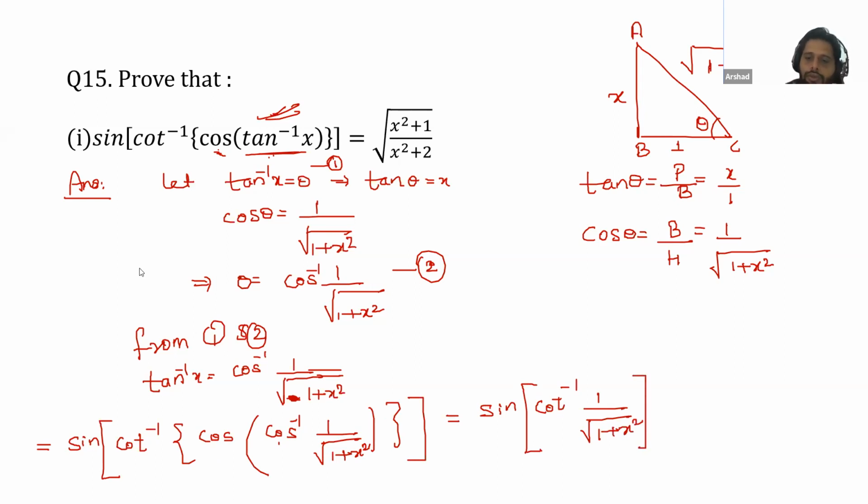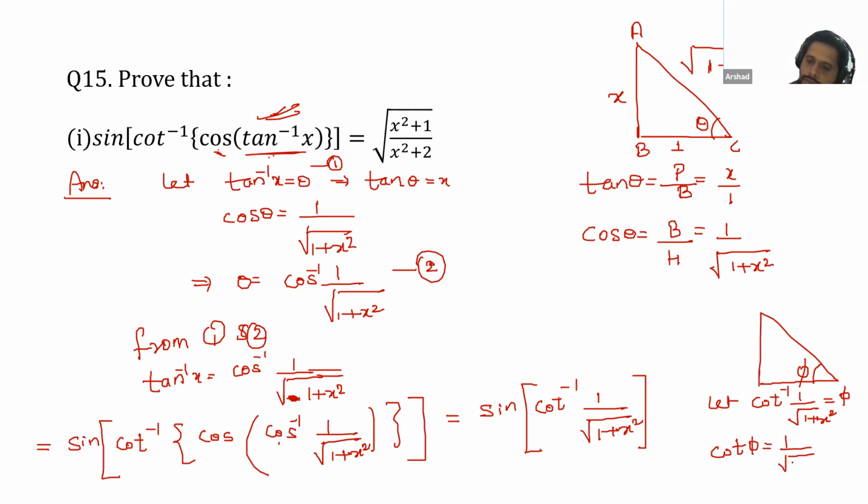Now here we have a cot inverse, here we have a sine, so we need this in terms of sine inverse. So we will draw one more triangle. Let this angle be phi. Let cot inverse 1 by under root of 1 plus x squared be equal to phi. So here we get cot phi is equal to 1 by under root of 1 plus x squared.